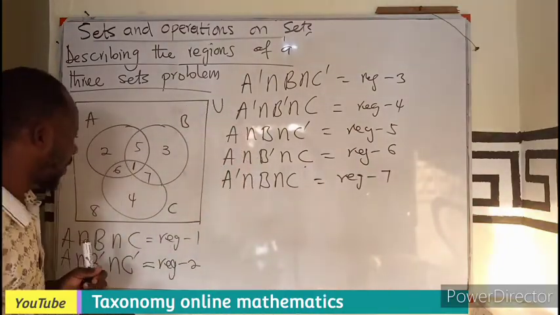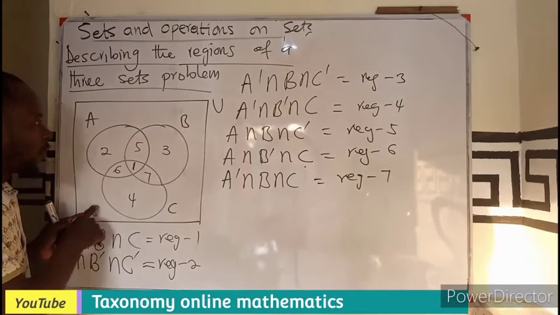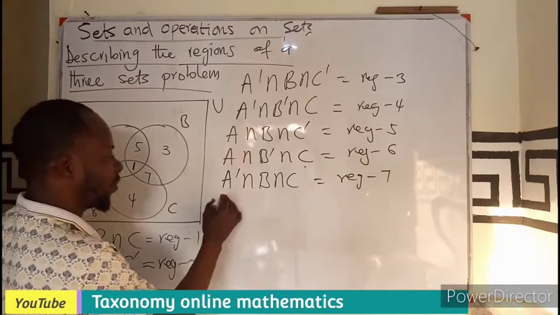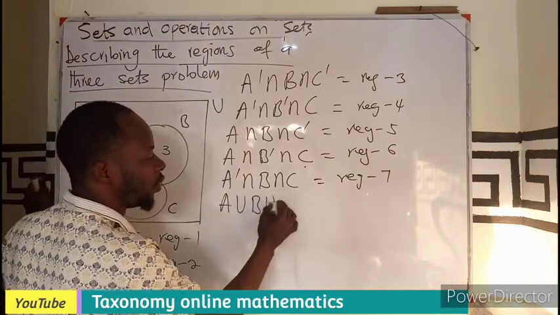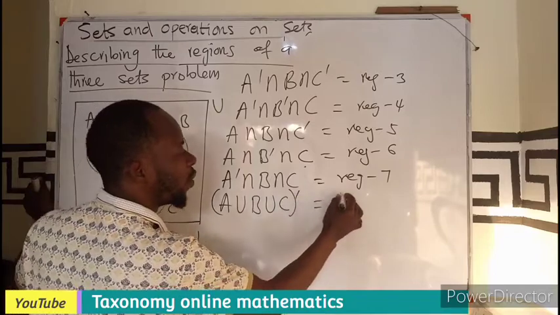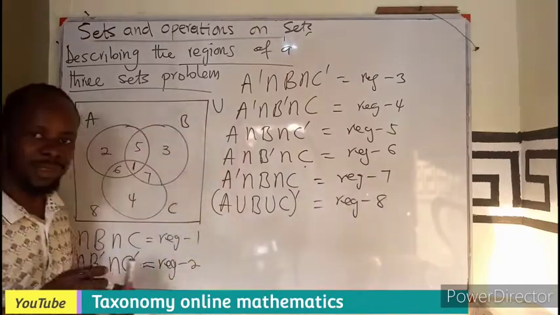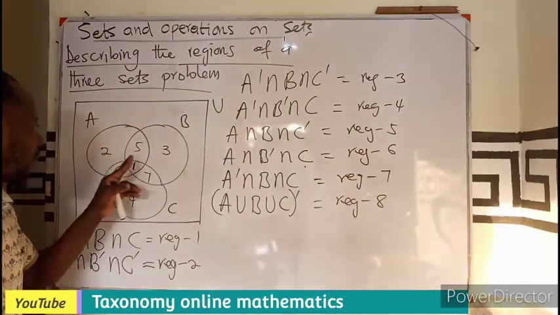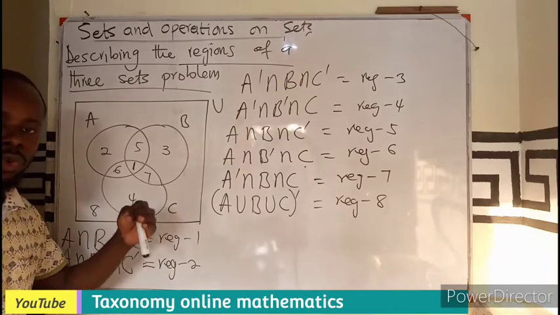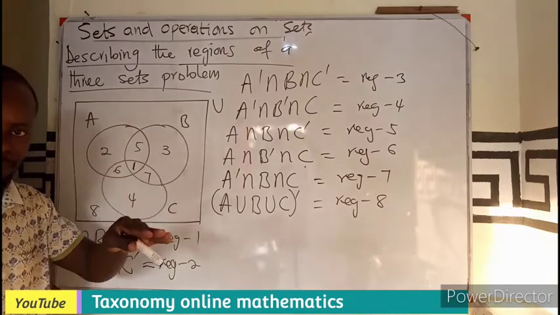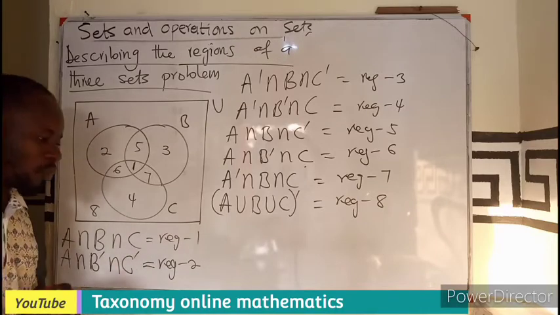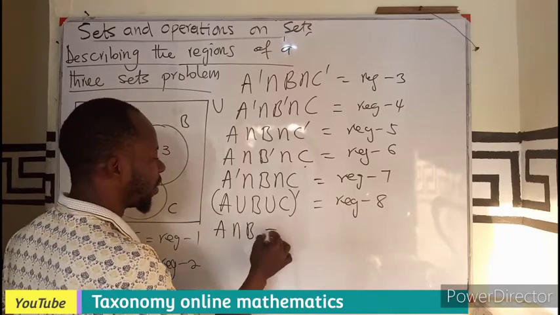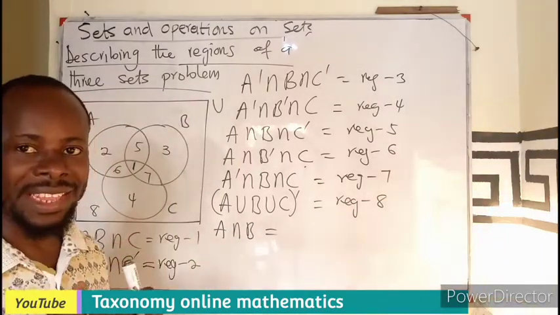Then let's go right away to region 8, which is outside A union B union C. So that is going to be A union B union C, all complement, which equals region 8. So these are the descriptions of all the 8 regions. If you are looking for region 1, you know you are referring to the intersection of the 3 sets.